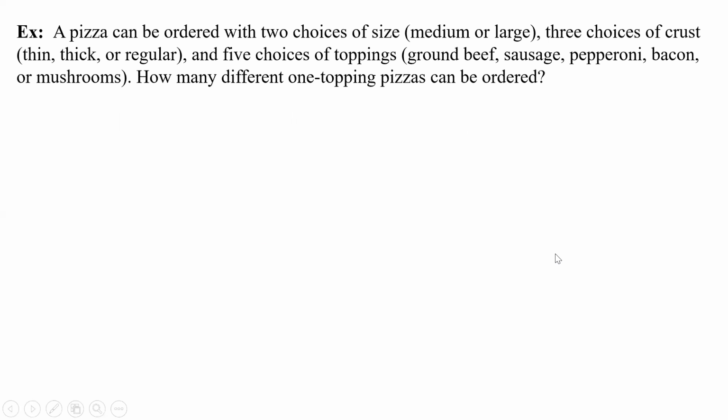So here we have a pizza that can be ordered with two choices of size, medium or large. So here, if we're doing this M, there are two possible ways of that. Three choices of crust, so N is going to be three. And five choices of topping. Well, let's call it T, and there are five ways of that. So if we take M times N times T, that should give us the number of different one-topping pizzas. That's just 2 times 3 times 5. Well, that's 15 times 2, so that's going to be 30 ways to choose one-topping pizzas.